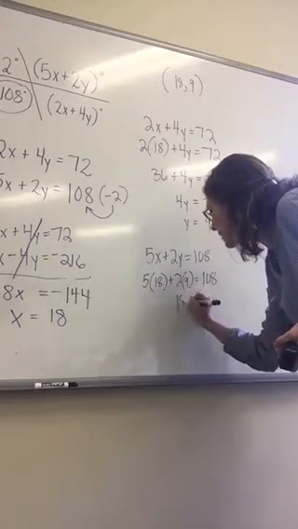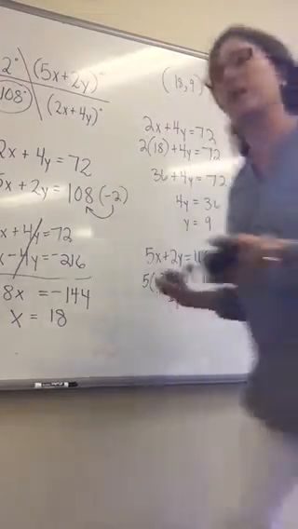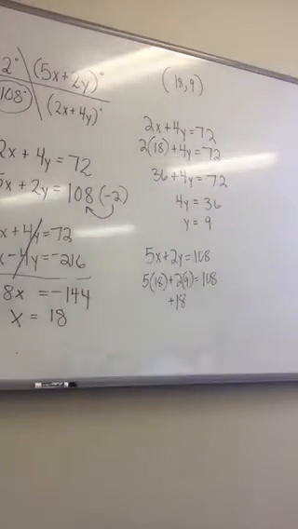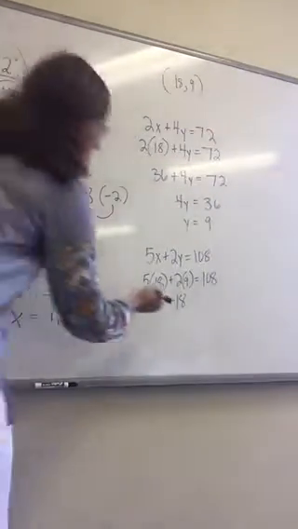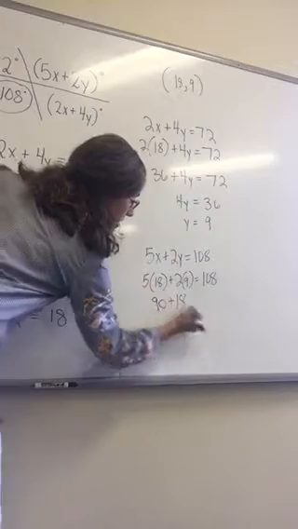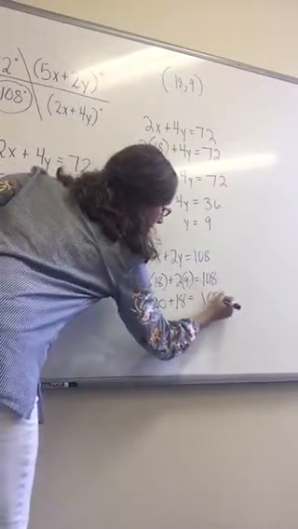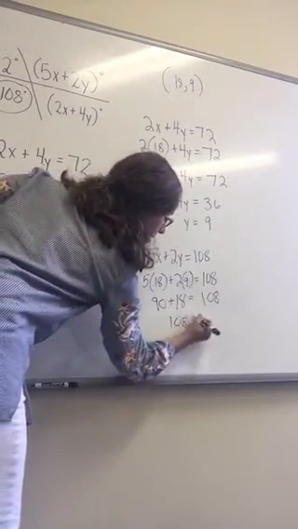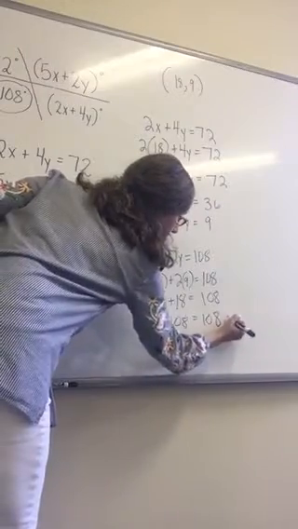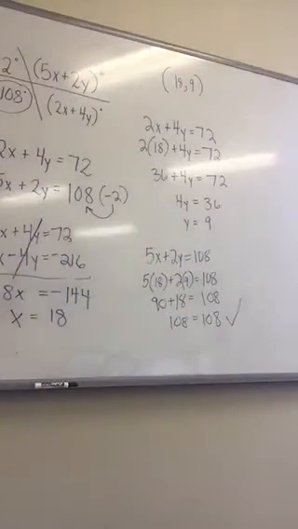We're going to have 18 here. Let's see, what are we going to have there? 18 times 5 is 90. So we have 90 plus 18 equals 108. And that is going to be correct. Both sides of the equation are 108. And that is how you solve systems of equations.